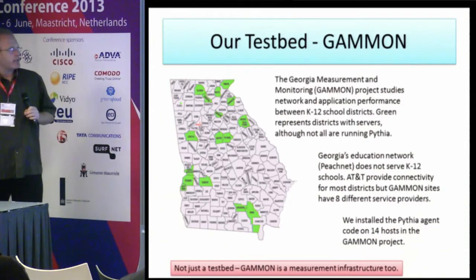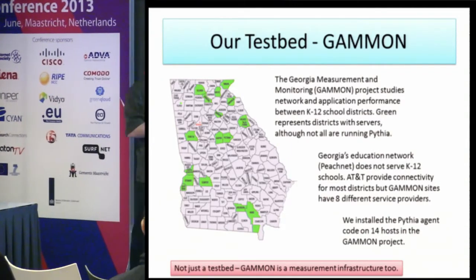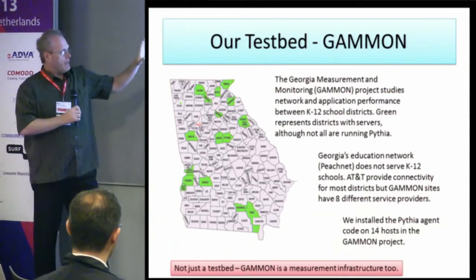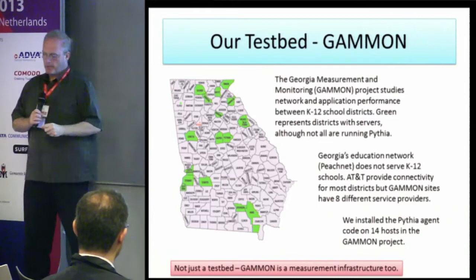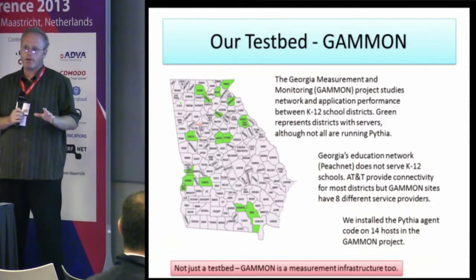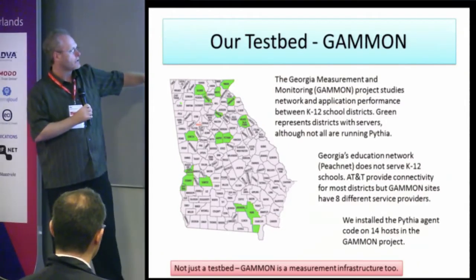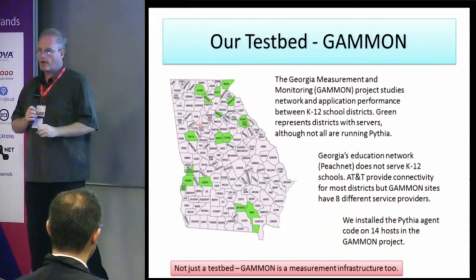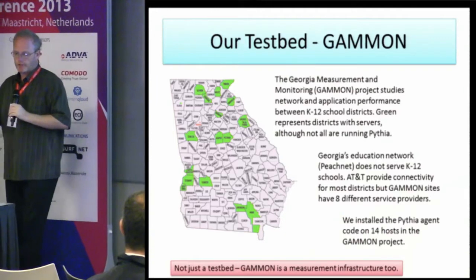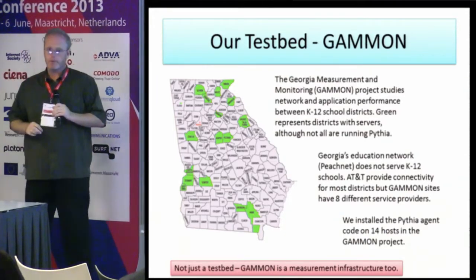So I'll take a moment here. This map is supposed to show the US state of Georgia. Atlanta is up here. The school districts, what America calls K-12, K through 12 school districts, are typically broken down on county boundaries. These small parts here are the counties within Georgia. And the green shows where I've actually got a monitoring device. The perfSONAR boxes are hosted by the school district. And on 14 of them, we've installed Pythia.